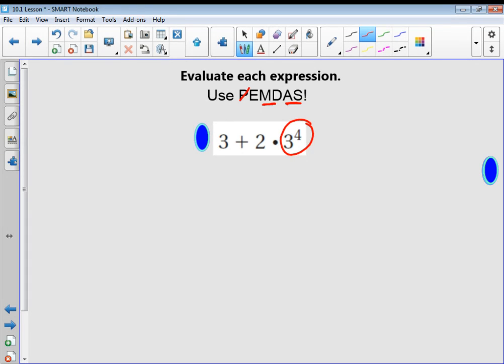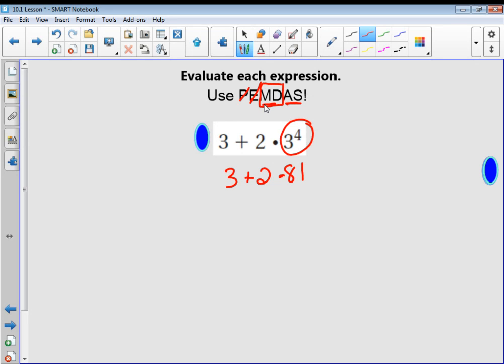So 3 to the 4th power, which is 3 times 3 times 3 times 3. So that 3 is going to appear 4 times. Gives me 81. So I just got 81 for that part. I'm going to bring everything else down because that's what I need to be successful. So I'm done with my exponents. I'm now going to look for any multiplying or dividing.